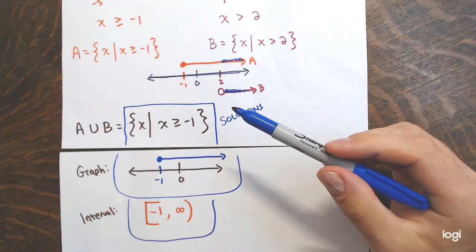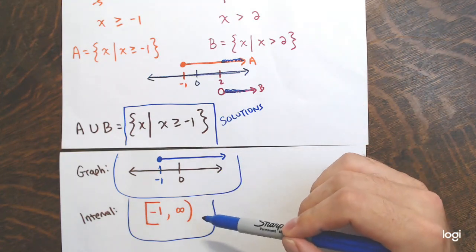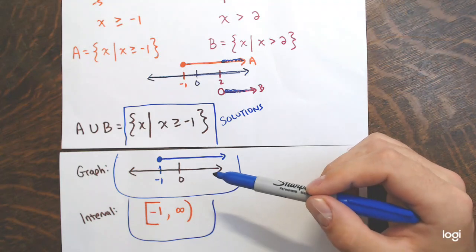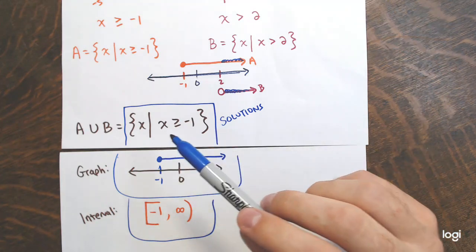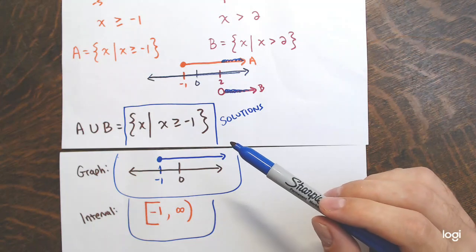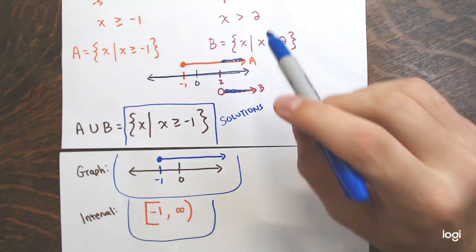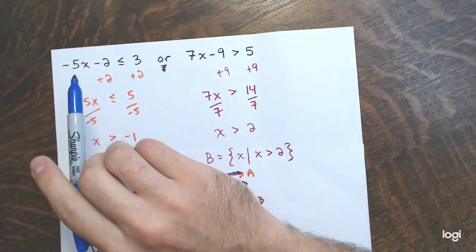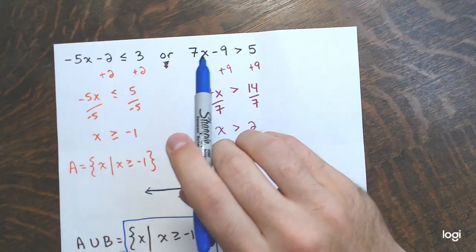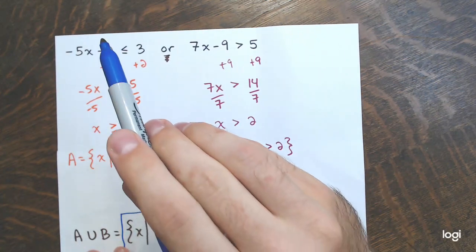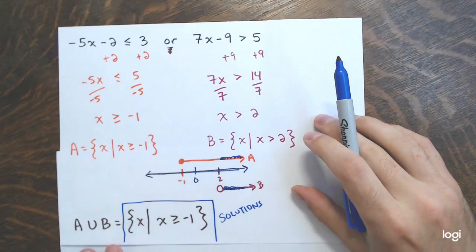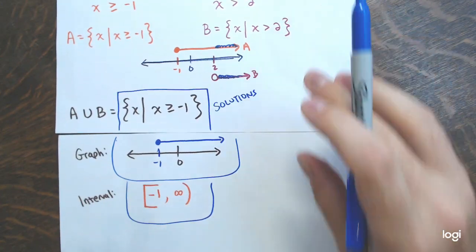All right, and again, as I've said, all three of these represent the same set of numbers. They mean the same thing. They're describing all the numbers greater than or equal to -1, all the solutions of my original inequality, this compound inequality. Any number -1 or greater will make at least one of these two true, and therefore the whole statement true.